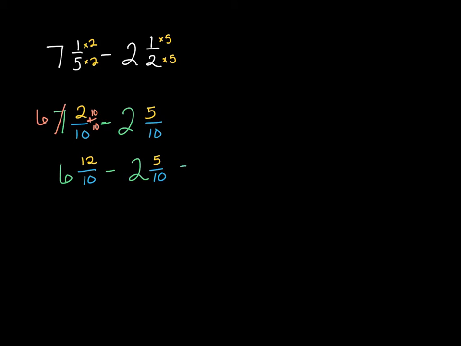So now 6 minus 2 is 4. 12 minus 5 is 7. So 4 and 7 over 10, which cannot be reduced.